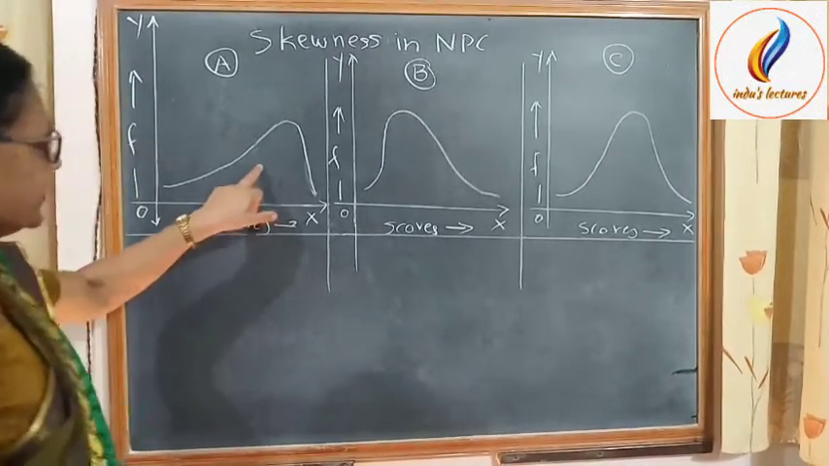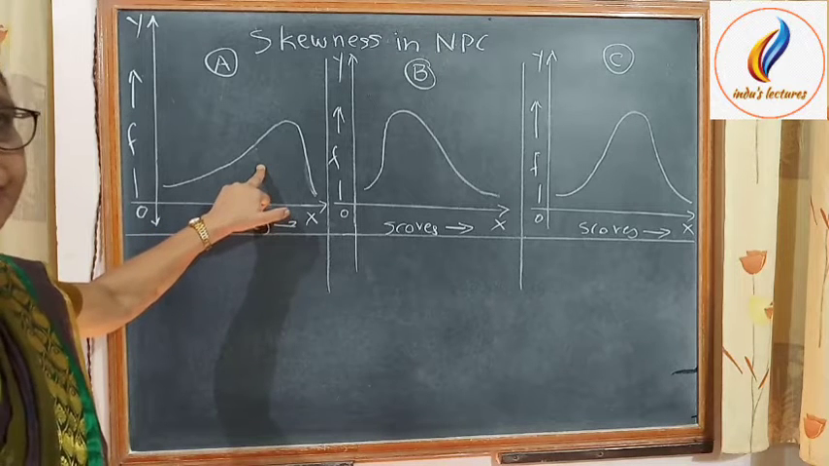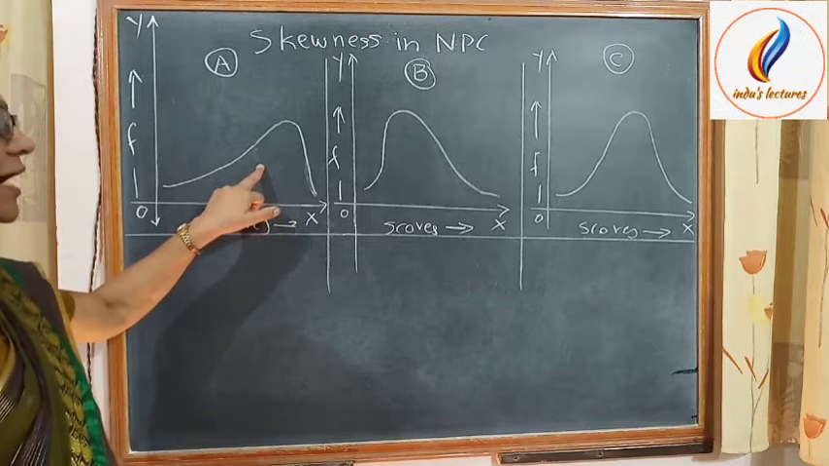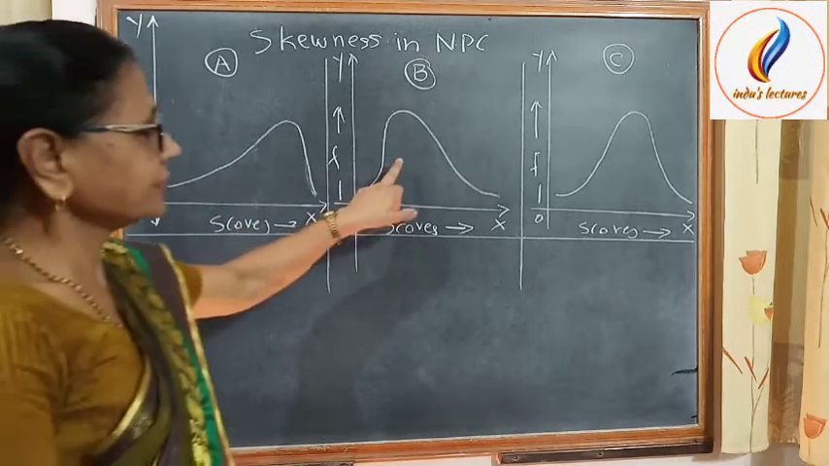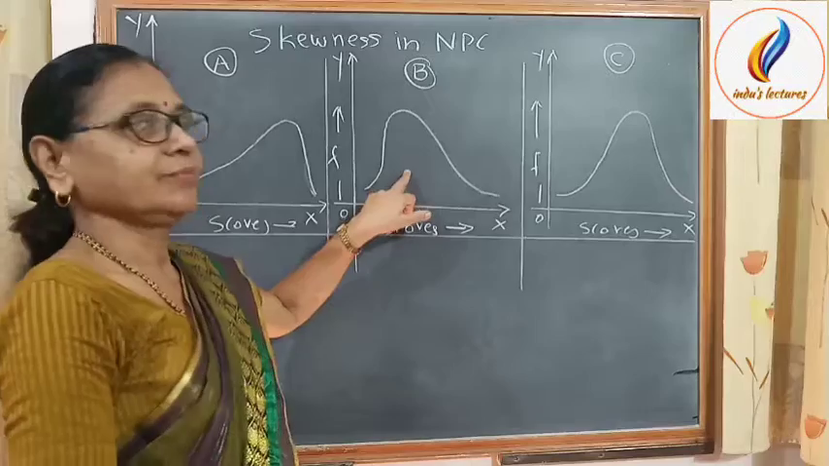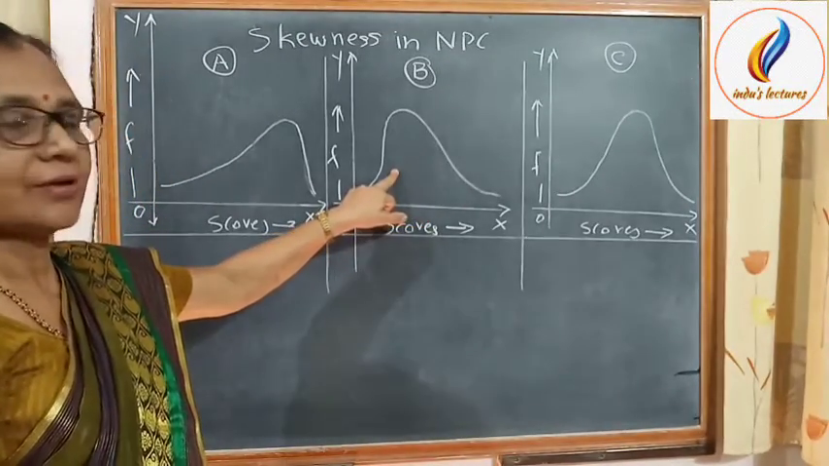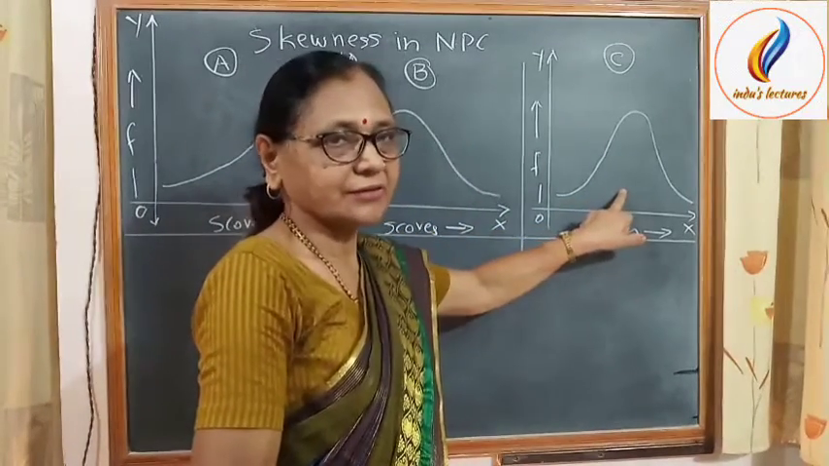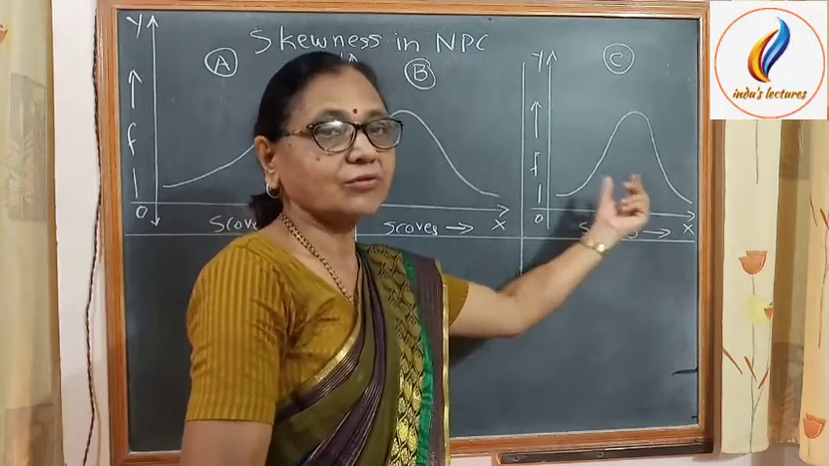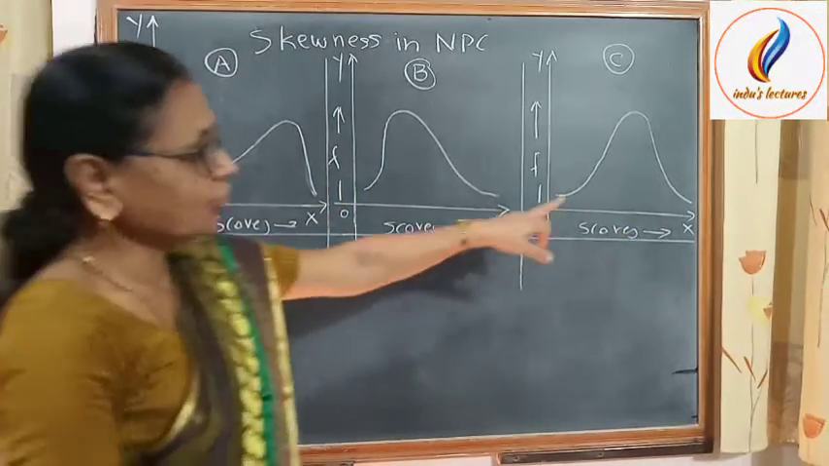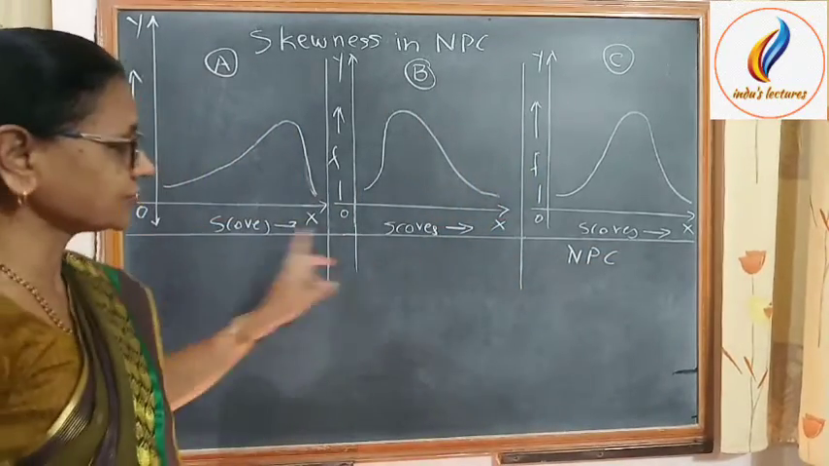In such a type of distribution, the majority of individuals obtain a score more than the mean, and in case of distribution B, the majority of individuals obtain a score less than the mean. But in a normal probability curve, the majority of individuals obtain a score around the average. This is a normal curve, that means it is a normal probability curve, and these two curves are skewed.